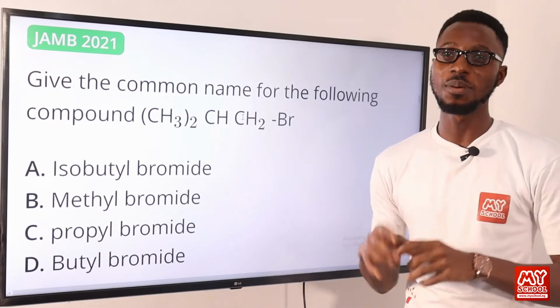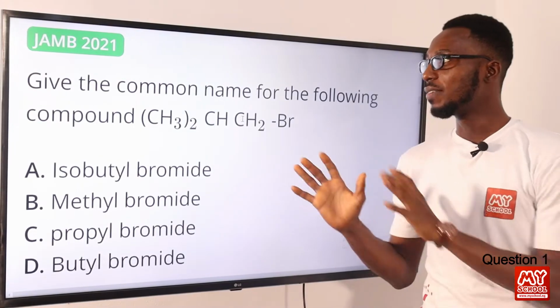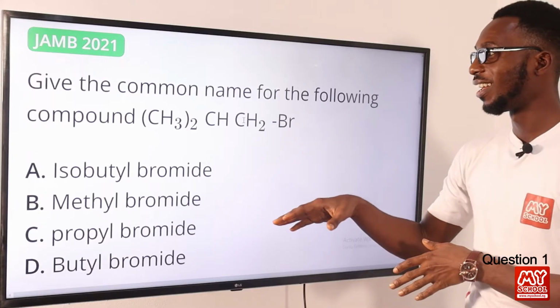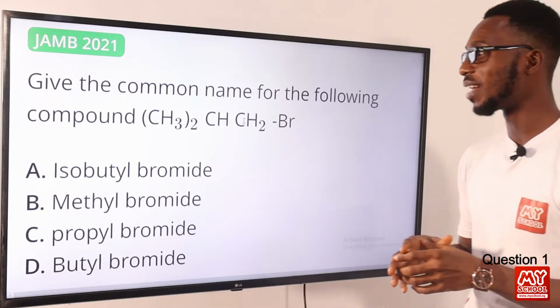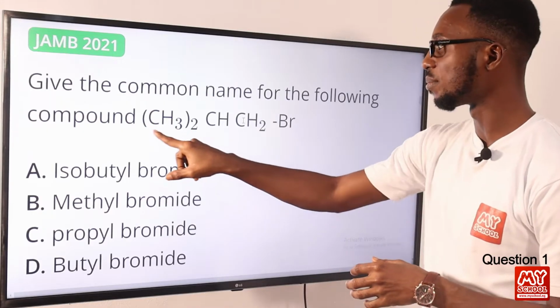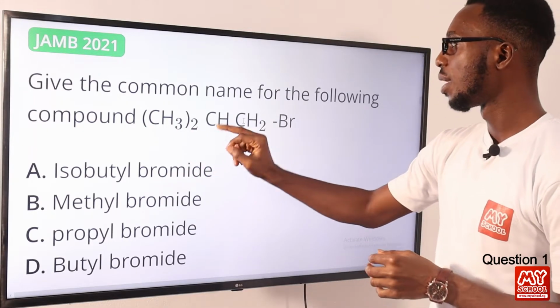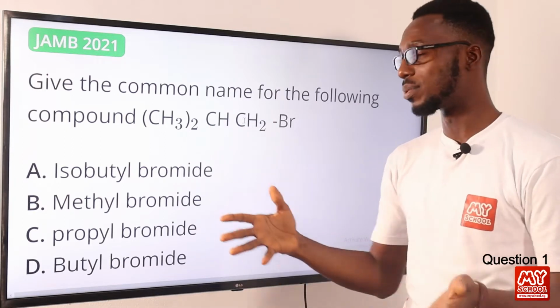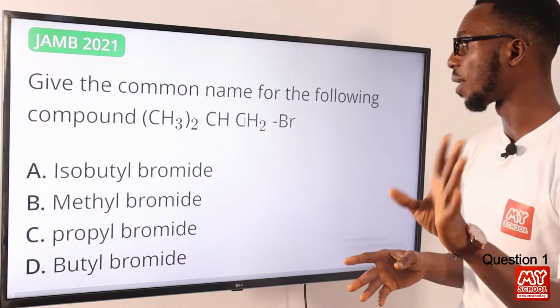So let's start with question number 1. Give the common name for the following compound. Okay, so we have the compound here. All right, so let's count the carbon atoms that we have. You can see we have times 2, so we have 2 carbon atoms right here. So that is 2, 3, 4. Okay, that is definitely but, B-U-T, for 4 carbon atoms.